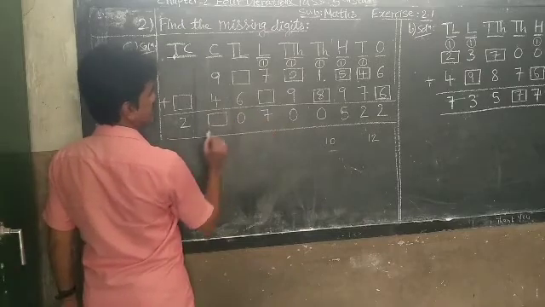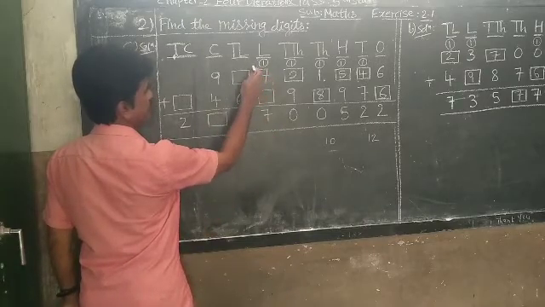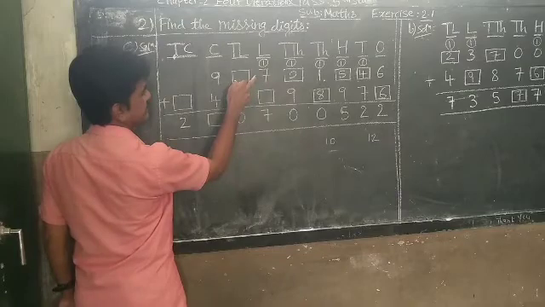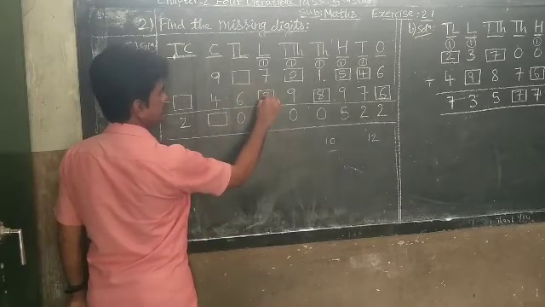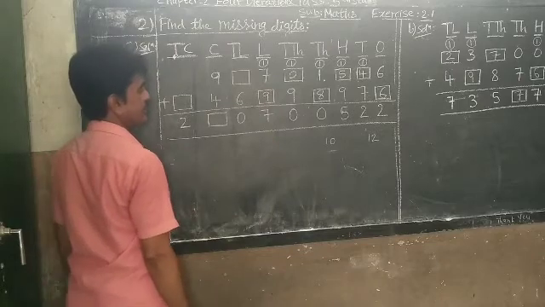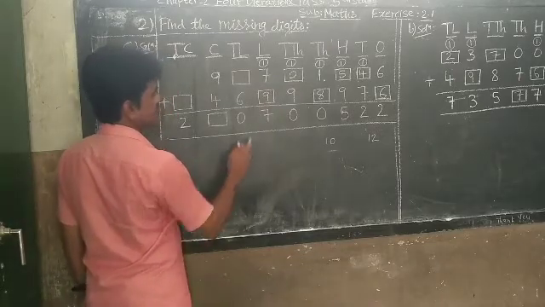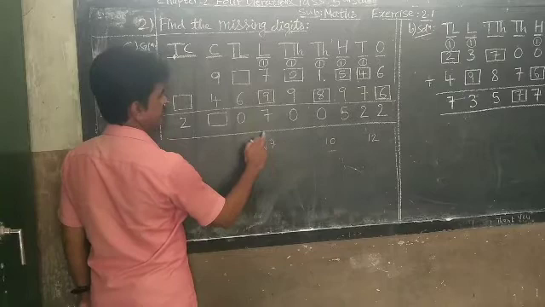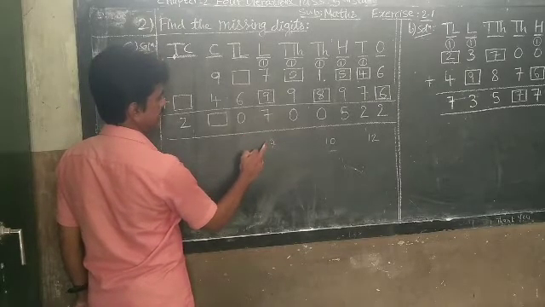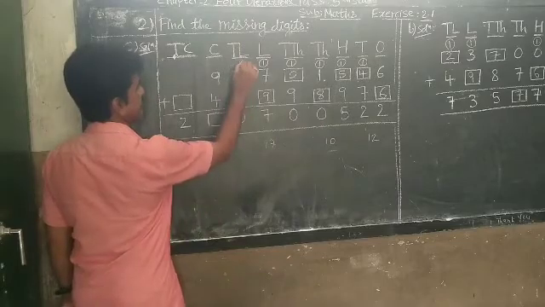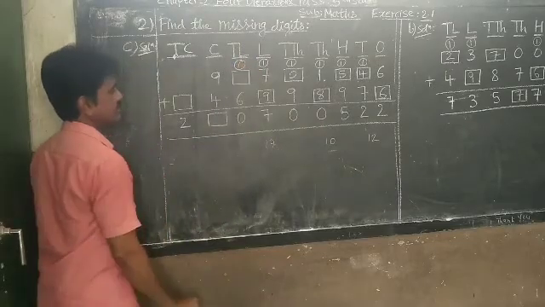Next 7 is given here. 1 plus 7, 8. 8 plus how much? You will get 7 here. 8 plus 9, because 8 plus 9 means 17. Then this 7 is here. That is why this 7 is here and 1 you should carry to the 10 lakh place.